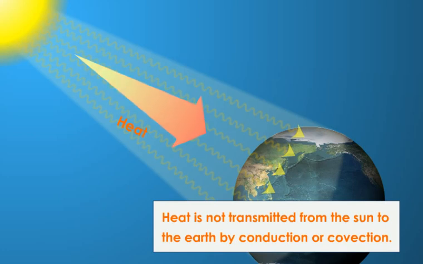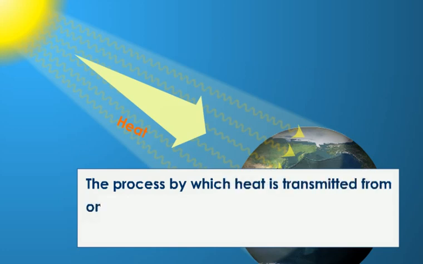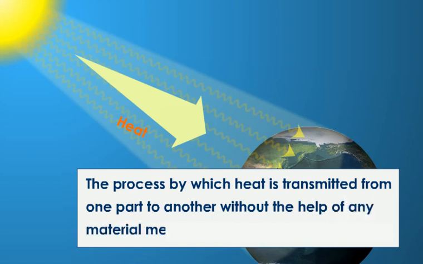Hence, heat is not transmitted from the sun to the Earth by conduction or convection. Thus, the process by which heat is transmitted from one part to another without the help of any material medium is called radiation.